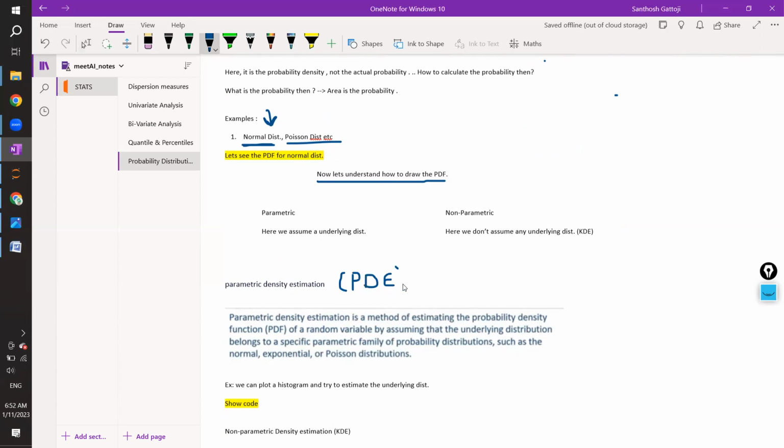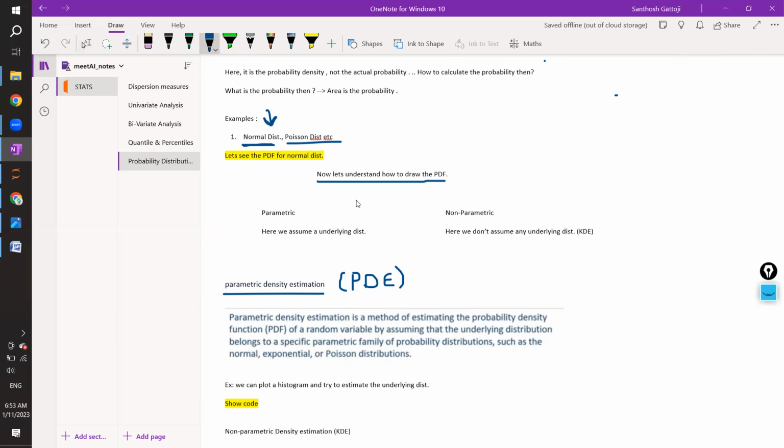What does parametric density estimation tell you? Parametric density estimation is a method of estimating the probability density function of a random variable by assuming that the underlying distribution belongs to a specific parametric family of probability distributions, such as normal, exponential, or Poisson. See guys, it's not that difficult. Parametric is a concept, or you can say a technique. Fundamentally, we want to come up with a PDF, the probability density function for the given continuous random variable.